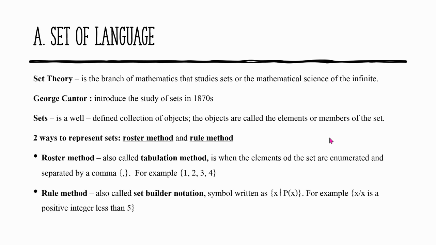The second method is the rule method, also known as the set-builder notation. This is written as x such that P of x, wherein x is the element. For example, x such that x is a positive integer that is less than 5.